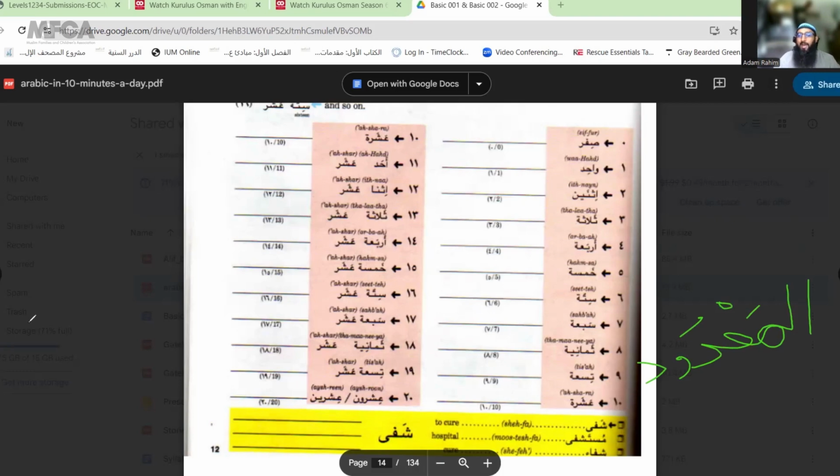Al-ma'dud, which means the thing that's being counted. And that's why the letters are the same. So that's all it means. The word that comes after the numbers is known as al-ma'dud.